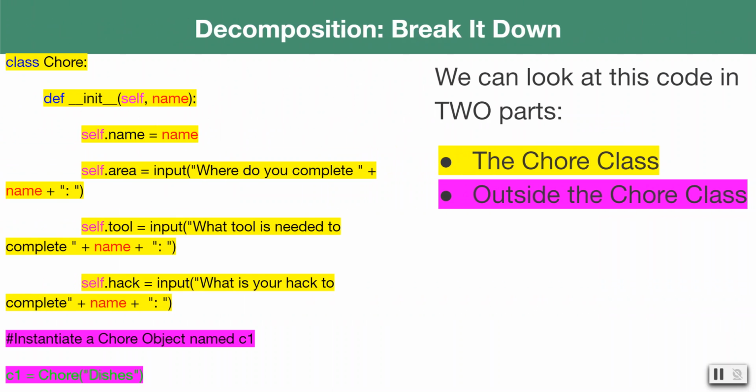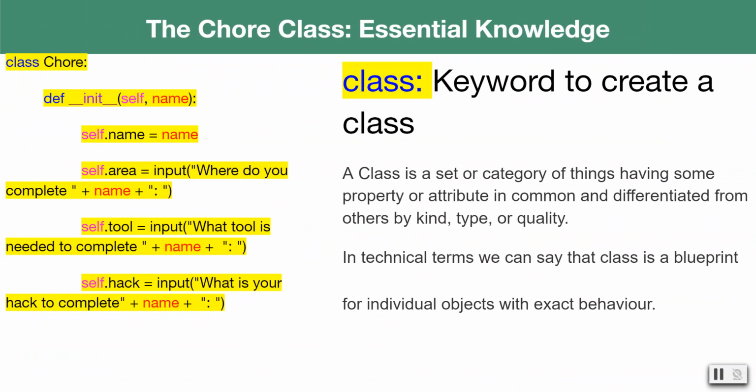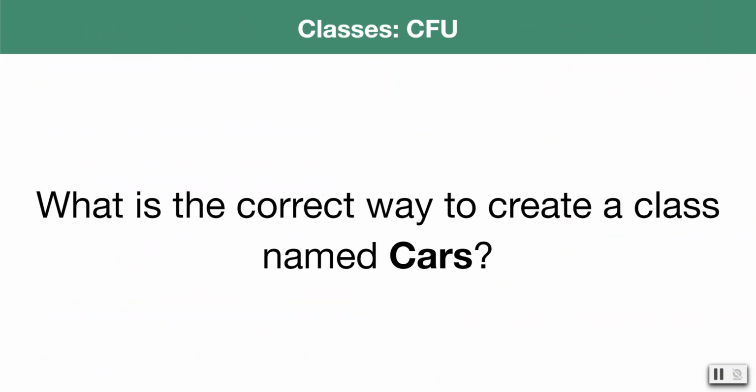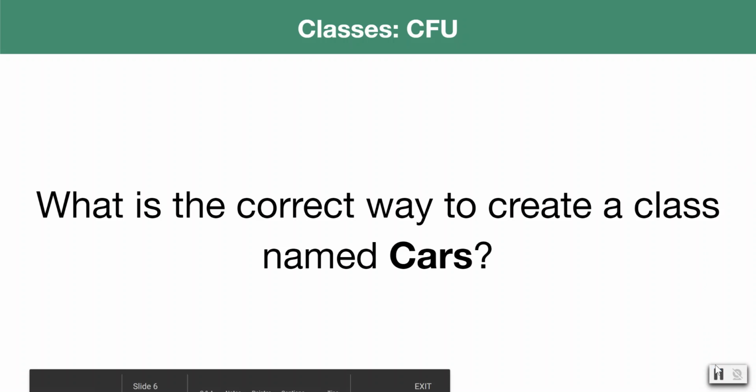Let's break that code down. As always, I try to break it down into parts. Here, we're going to break it down into two, which is the chore class and whatever is outside of the chore class. Essential knowledge. You got to know what a class is. So, keyword to create a class is class. It's essentially a blueprint for how we're going to be using those objects later on in our program. Question: what is the correct way to create a class named cars?